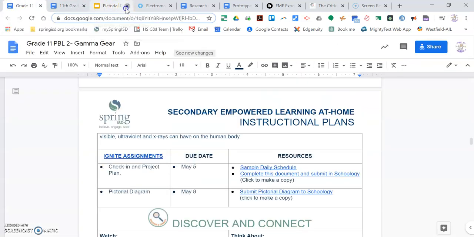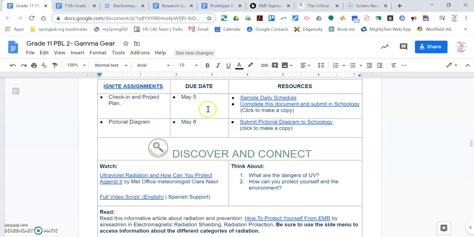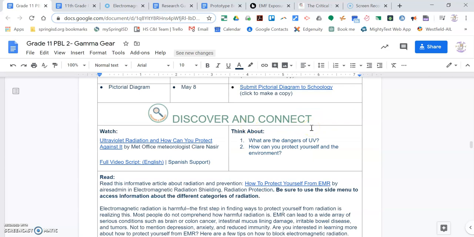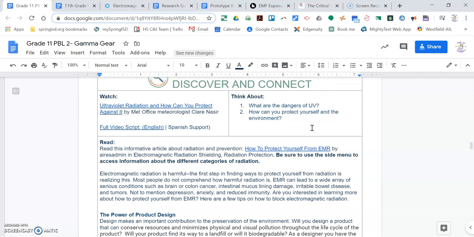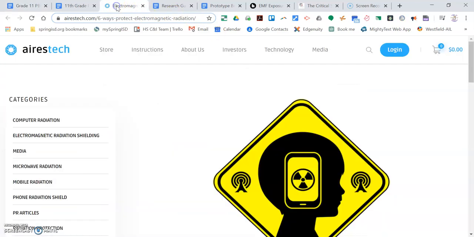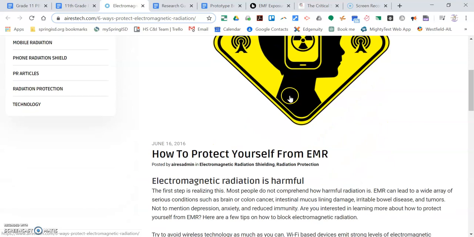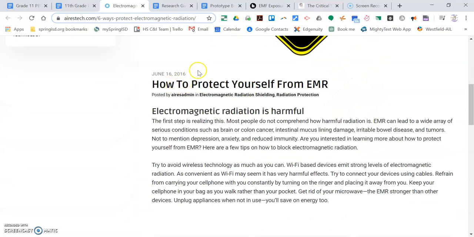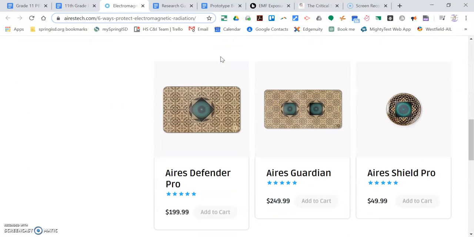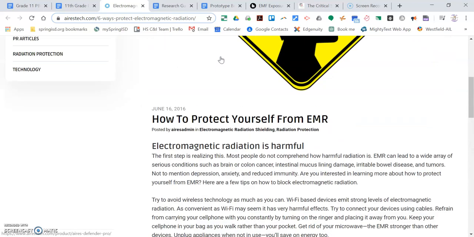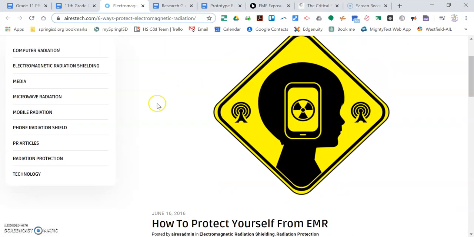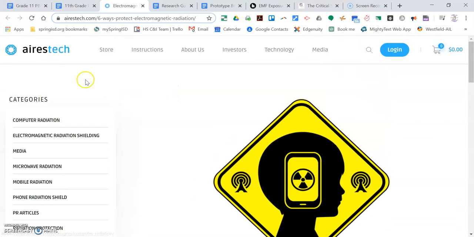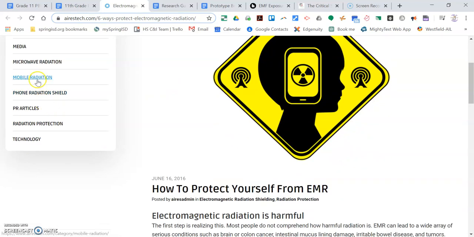Now as we go back, let's look at the Discover and Connect. In Discover and Connect, they're going to look at ultraviolet radiation and how we can protect against it. They're going to watch a video from a meteorologist explaining this. Then they're going to look at this article, this website right here, on how to protect yourself from EMR, electromagnetic radiation. That's how scientists refer to it, as electromagnetic radiation. It doesn't always mean it's bad, but some of it is bad.